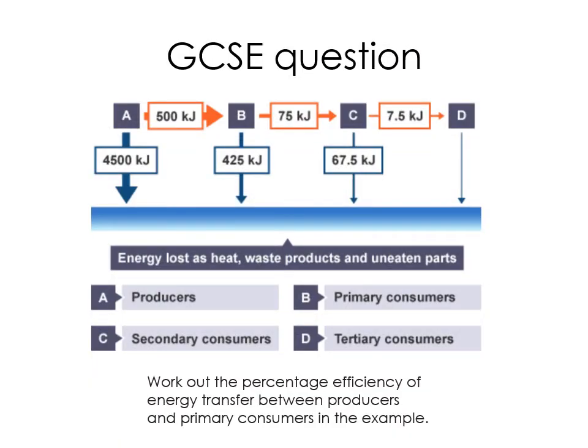Okay, so if we have a look at this GCSE example, we've been asked to work out the percentage efficiency between the producers, that's A, and the primary consumer, which is B. But they've given us our data in a slightly different way. They've given us the energy transferred and the energy lost. So we need to add those back together to give us the total biomass energy, which will be the energy in the biomass of the primary producer.